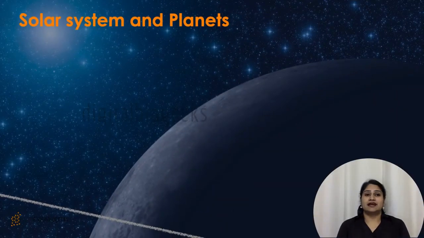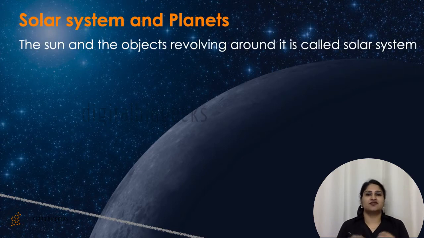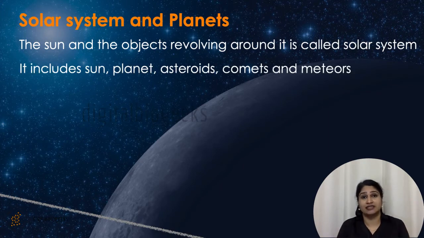Now let's learn about the solar system. The Sun and its family objects revolving around it are together known as solar system. Not only the planets but also the comets, asteroids, meteors are involved in this solar system.